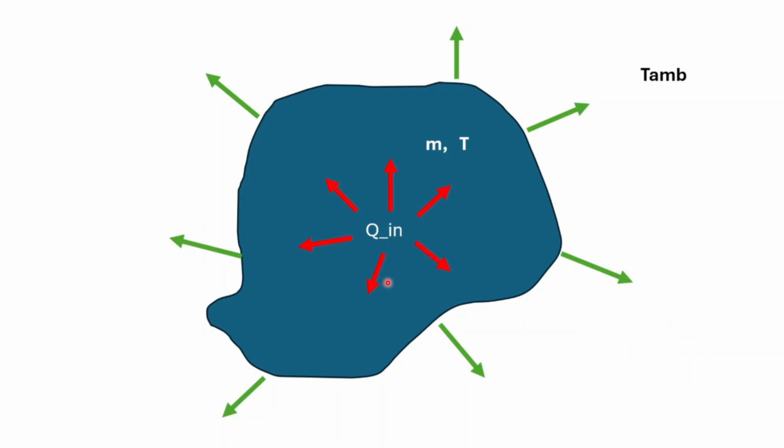In today's video, I am going to model the system where heat is added to this thermal mass and at the same time convection is happening from the outer wall to ambient, and we will see how the temperature of this body will change with time.